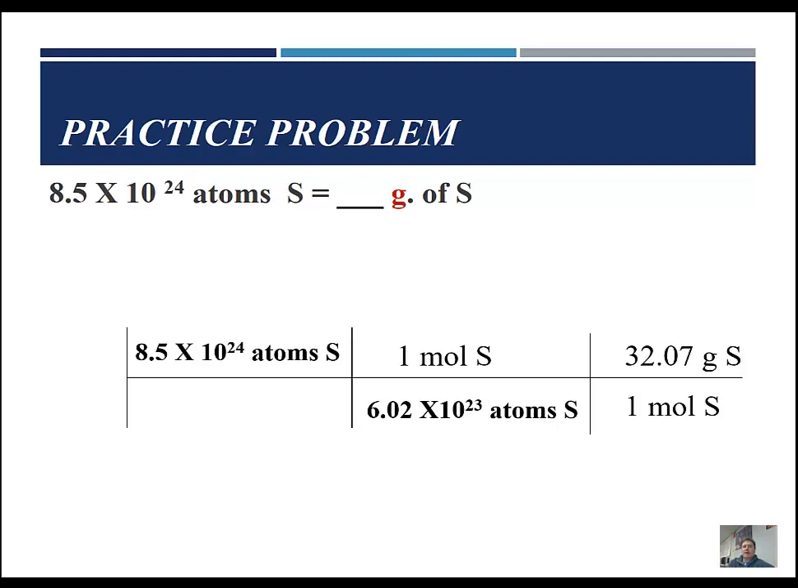Okay? So now on my calculator, I can do it a couple ways. I might take 8.5 times 10 to the 24th, divided by 6.02 times 10 to the 23rd, times 32.07. There's a bunch of different ways you can enter it. Doesn't really matter how you do it. I suggest you find the method that you like and stick to it each time. That way you can be consistent. And you should have gotten 452.81 grams. Hopefully you were able to do that one on your own.